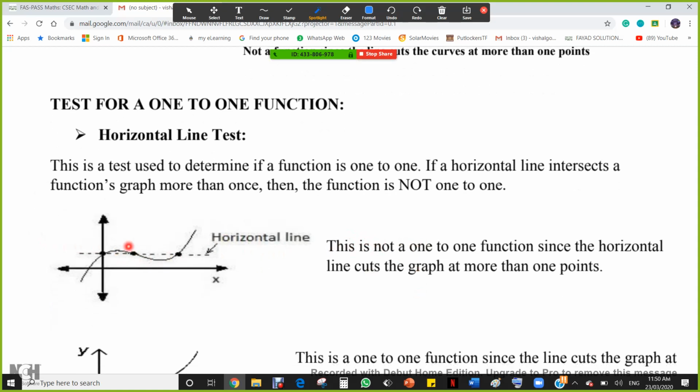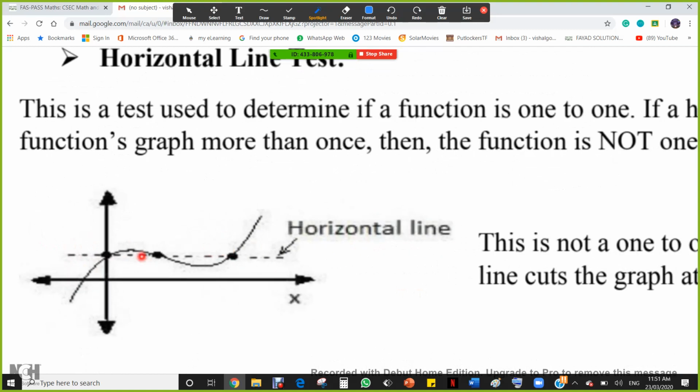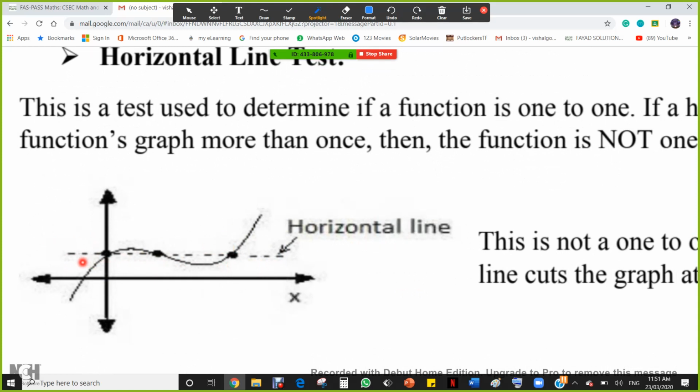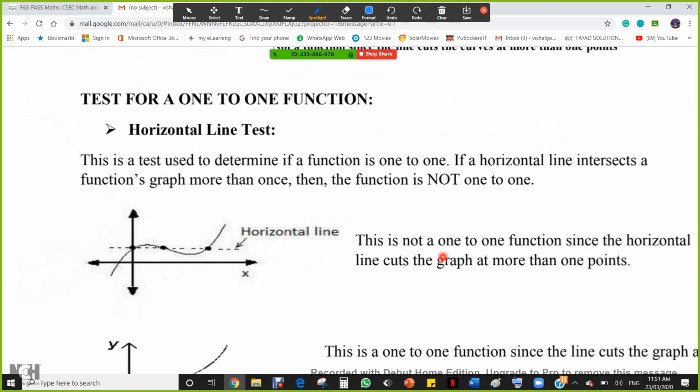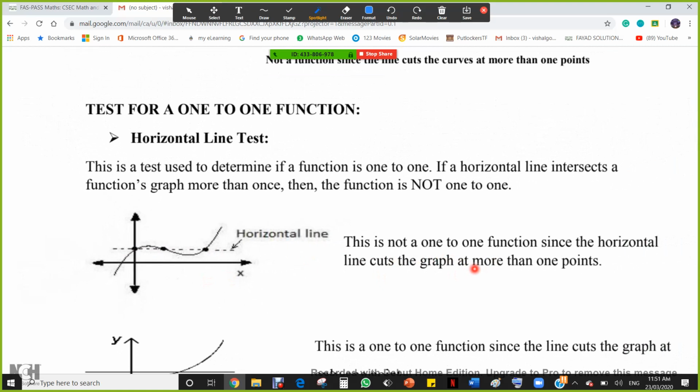So let's look at this here. As you can see, we are drawing a dotted line. You all see the dotted line? Right. So the dotted line cuts the graph at 1, 2, 3 points. So therefore, this is not a one-to-one function, since the horizontal line cuts the graph at more than 1 point. You following?